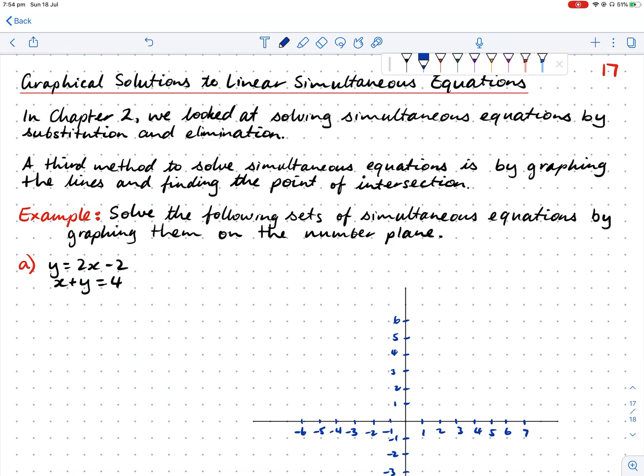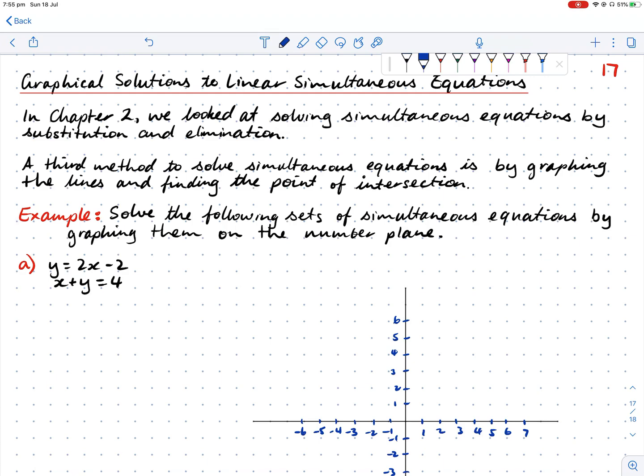We did briefly talk a bit about what it means to find the solution of simultaneous equations, but we didn't really do a lot of work with it. This third method that we can use is if we draw the two lines onto a number plane, we can find the solution to simultaneous equations by finding where they intersect. So this is another method.